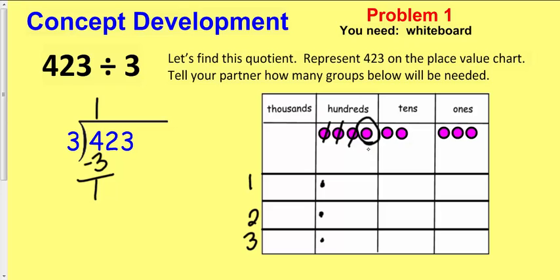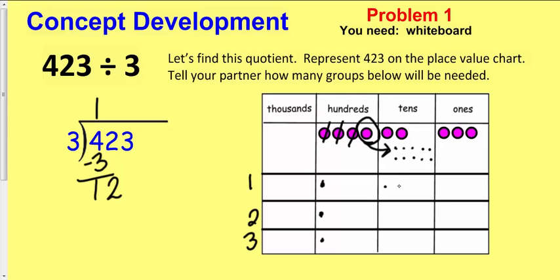Now, I can't leave a remainder of 100. I have to decompose this 100. So I'm going to move it to the tens place, and I'm going to add 10 tens. So now, instead of having 2 tens, I have 12. Over here, that's going to look like this: I'm going to bring down the 2 to the tens place, and then I have 12 tens. I'm going to divide those into 3 groups.